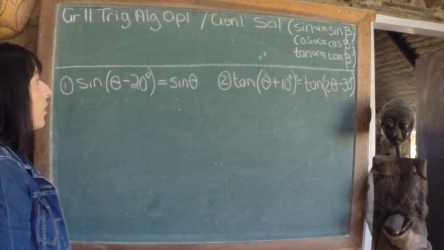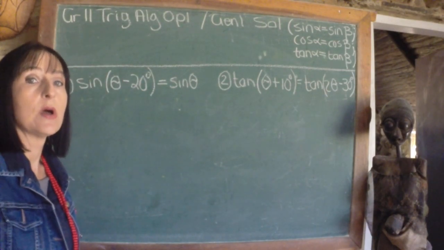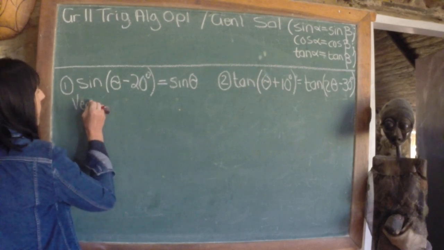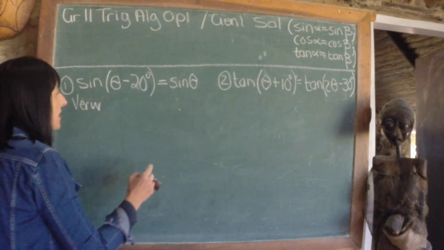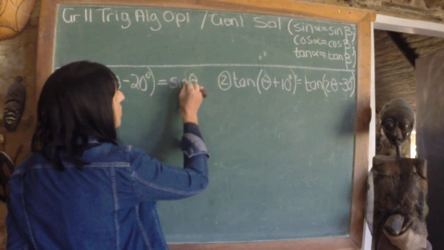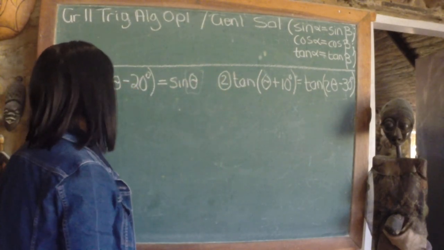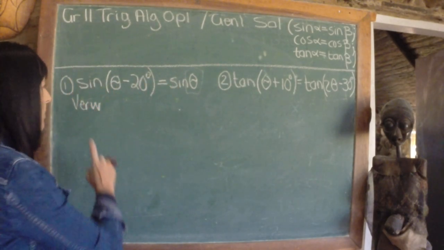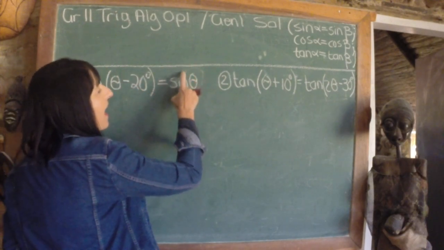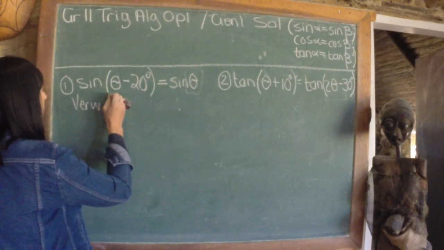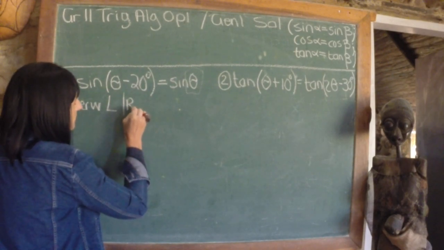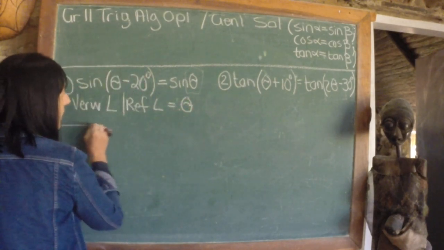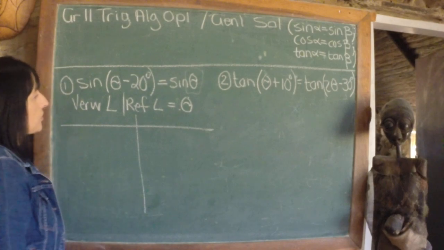So now, we are going to go to my reference angle. My verwysingshoek, wanneer ek aan weerskante dieselfde Trig uitdrukking het, is altyd my hoek aan die regterkant. The reference angle, if it's a sin, cos or tan, is always the angle on the right-hand side. So my reference angle is gonna be theta. Now, I'm going to go to my quadrants.